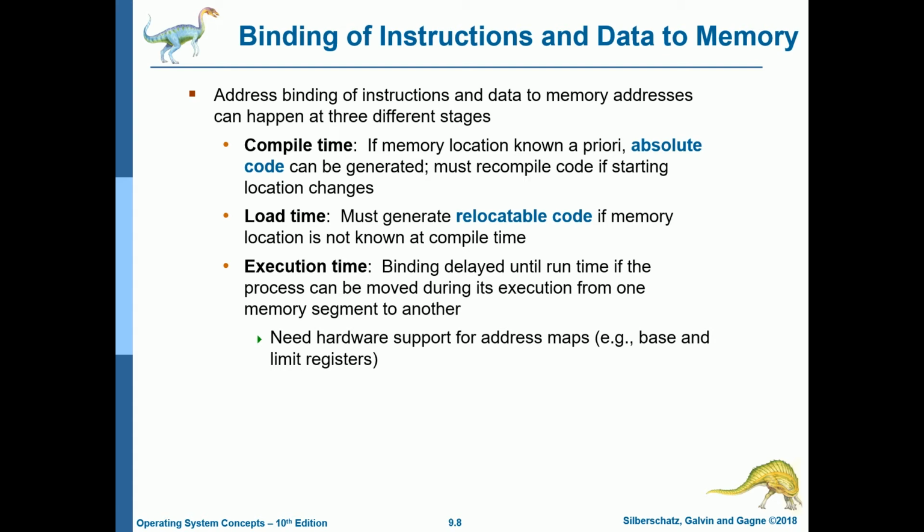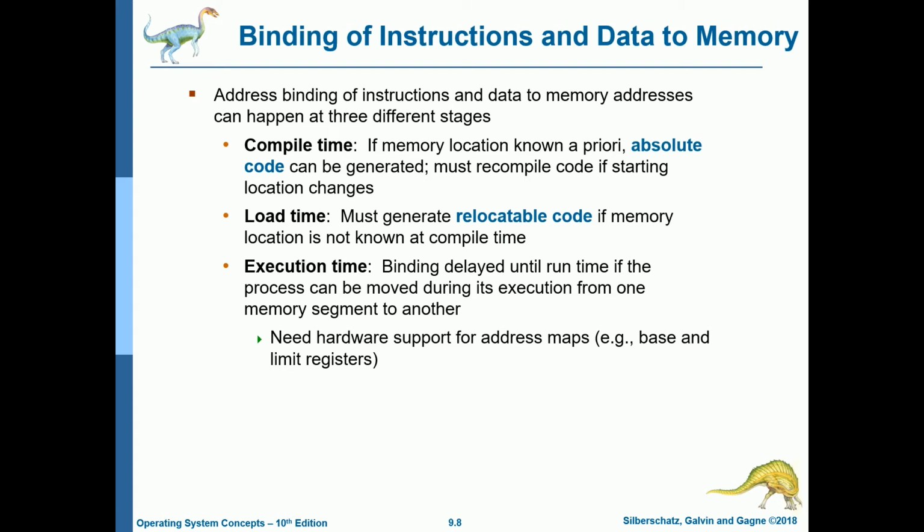Another could be load time. If it is not known at compile time where the process will reside in memory, then the compiler must generate relocatable code. In this case, final binding is delayed until load time. If the starting address changes, we need only to reload the user code to incorporate the changed value.